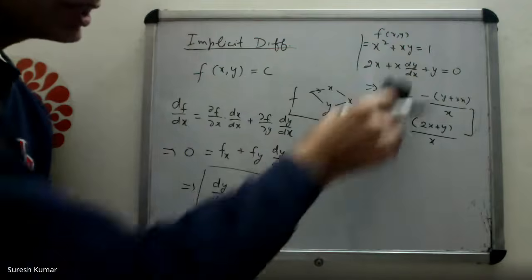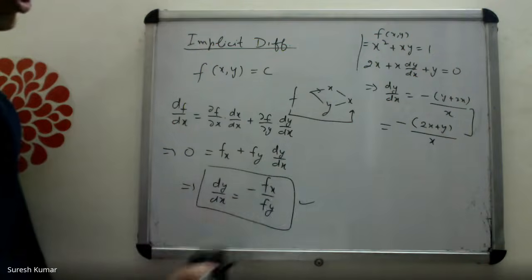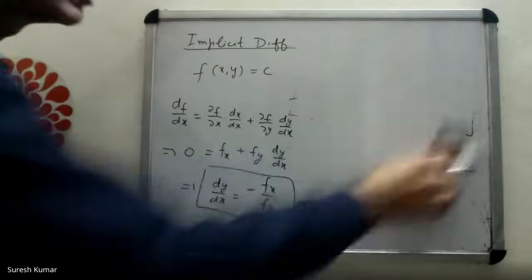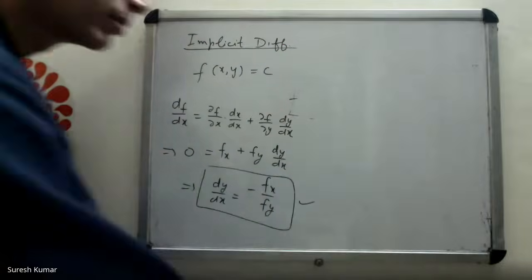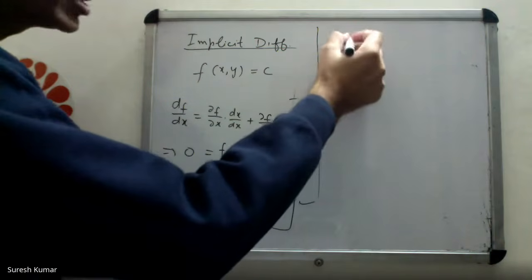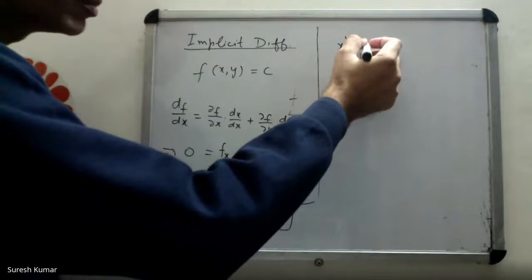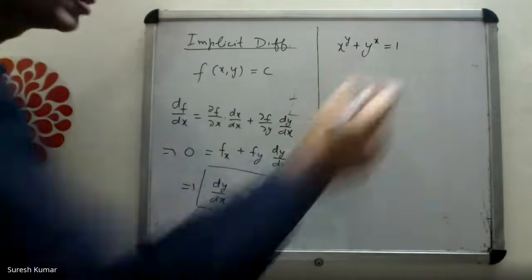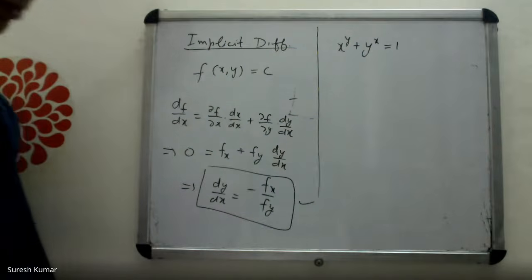You will be thinking that it's a very simple problem. What is the need to use partial derivatives? Let me write another problem, then you'll understand its importance. Find dy by dx from the implicit relation x power y plus y power x equal to 1. How did you do it in your 11th class or 12th class? Do you recall it?